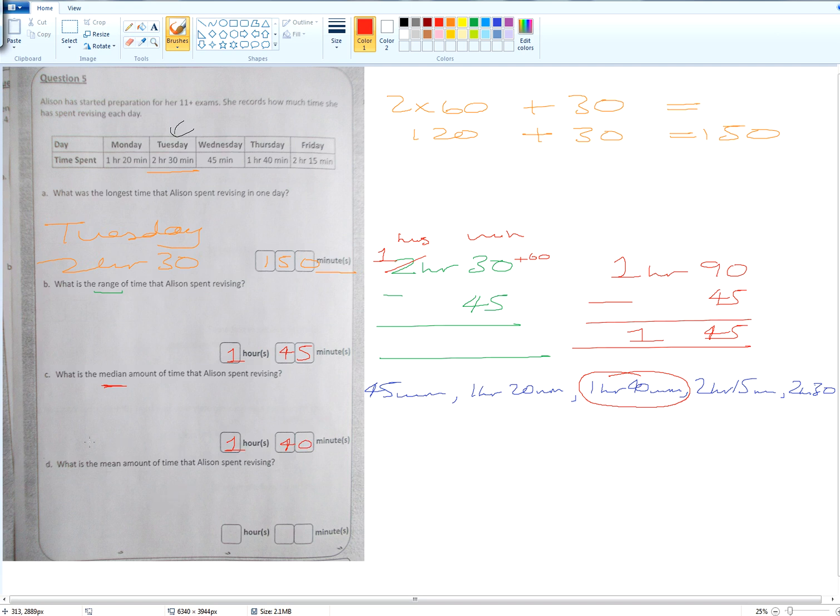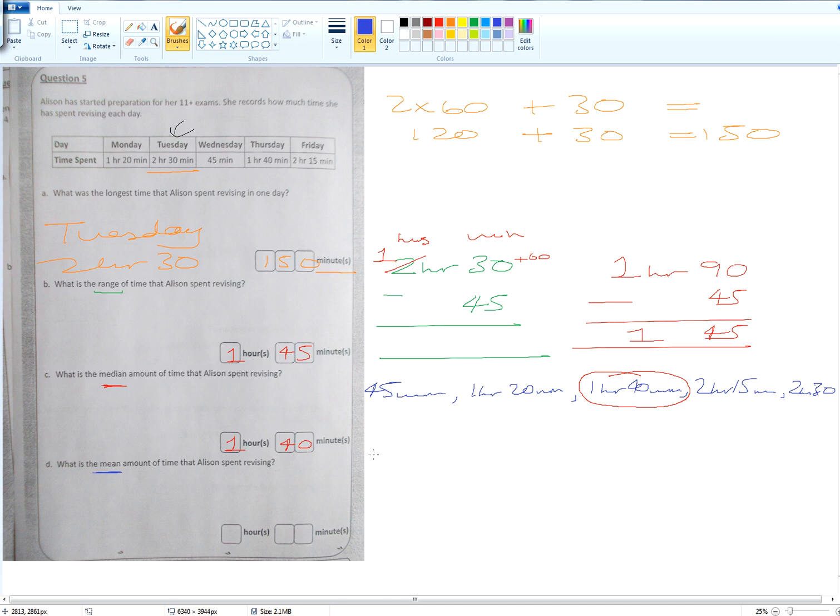Okay, now, here comes the next word. I want somebody who hasn't answered already to answer now. Moise, what does the word mean mean? When you add up the numbers and divide by the number of values. How many days do we have there? 5. So we're going to add up all these numbers and then divide it by the 5. And the one in hours and minutes.